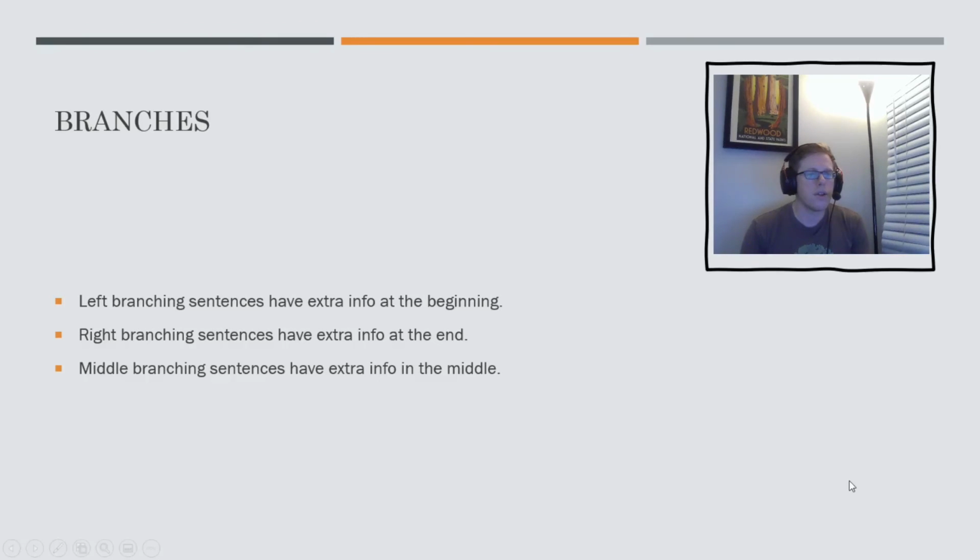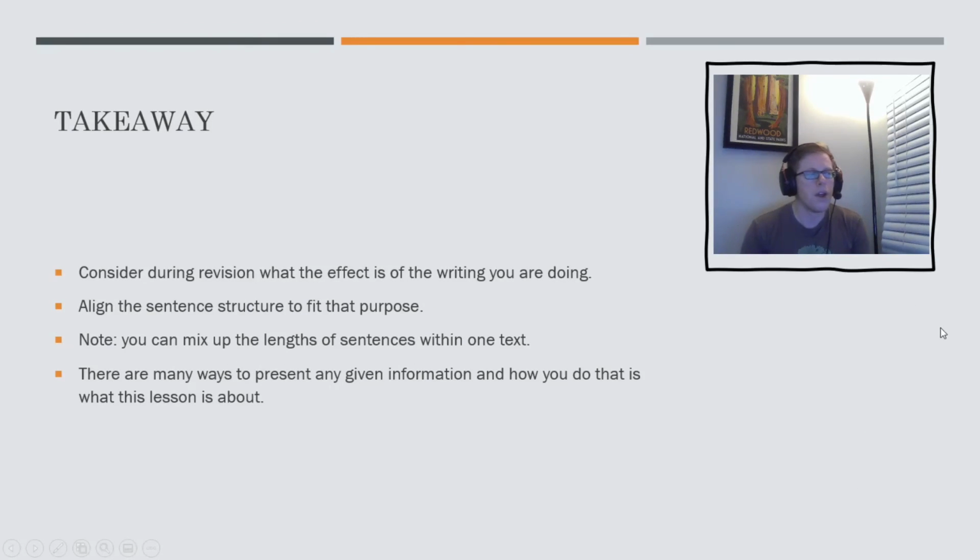Now, what are our takeaways? First, consider during revision what the effect is of the writing that you're doing. Second, align the sentence structure to fit the purpose. Note that you can always mix up lengths of sentences within one text. You don't have to have all long or all short sentences. Usually a mix is the best.